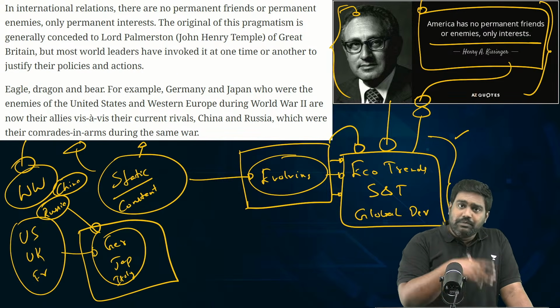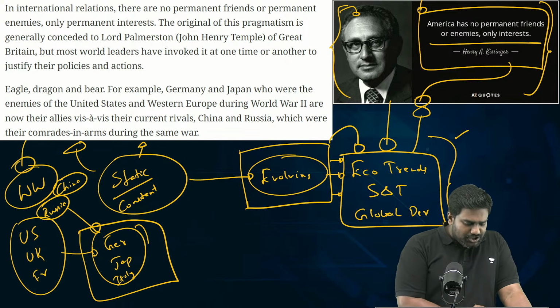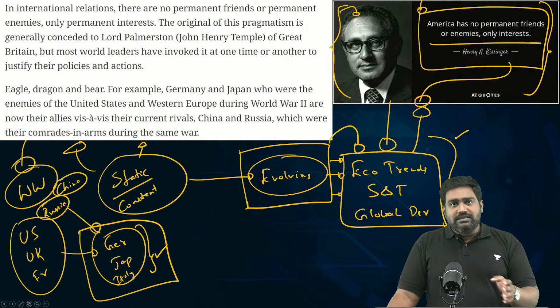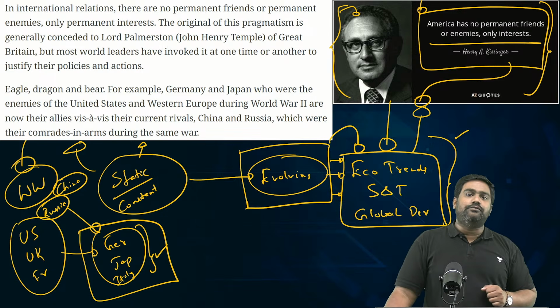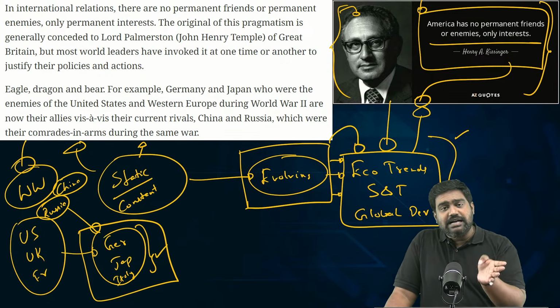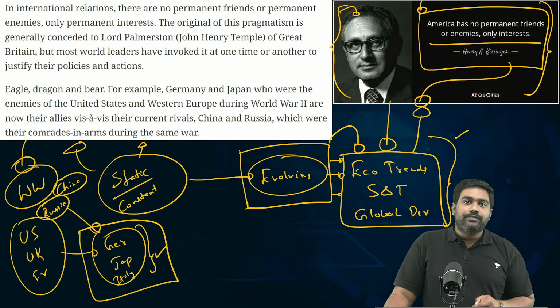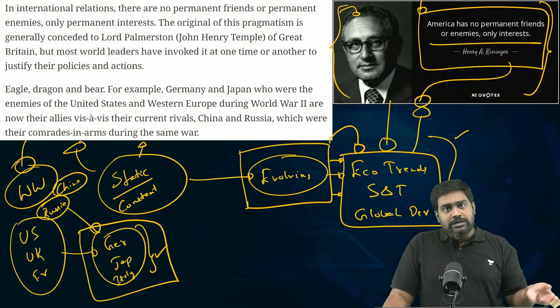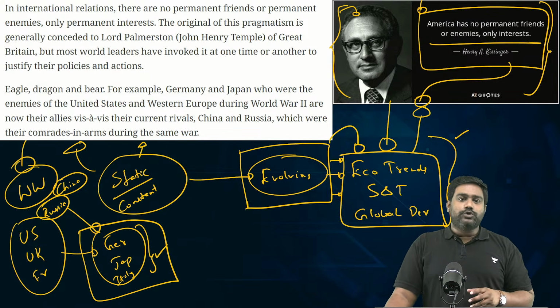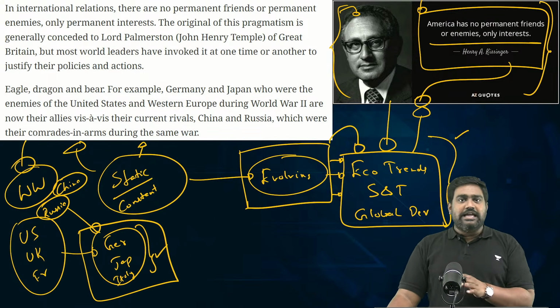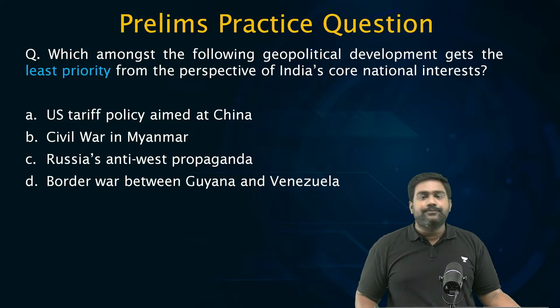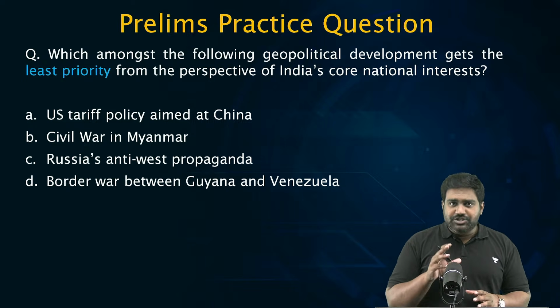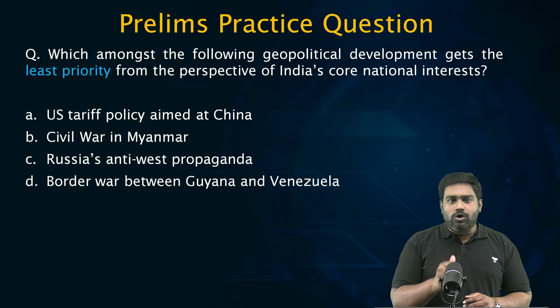And today, this has completely reversed. Today, Germany, Japan, Italy are the best allies of US, UK, and France, whereas Russia, China have become their enemies. So look at how the world order keeps on shifting. So there are no permanent friends, no permanent enemies, only permanent interests. So I hope this topic is completely clear for all of you.